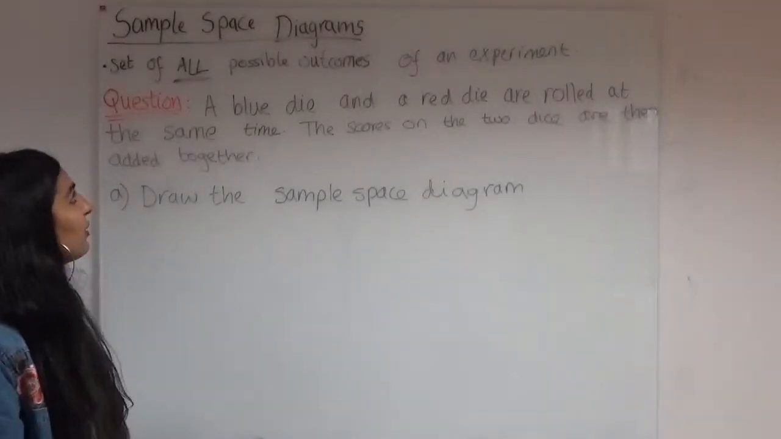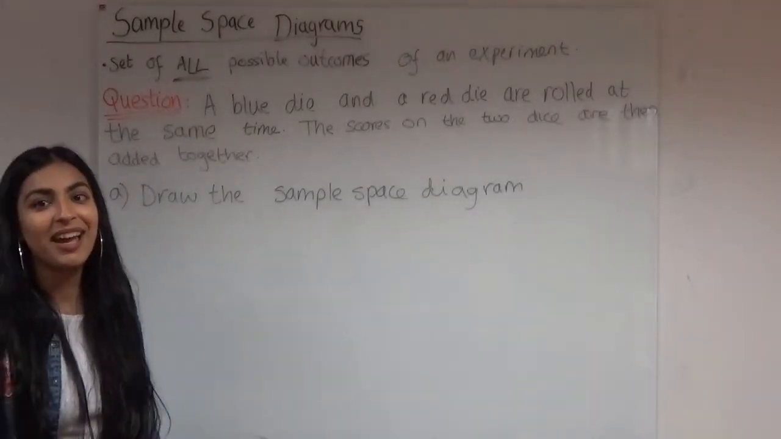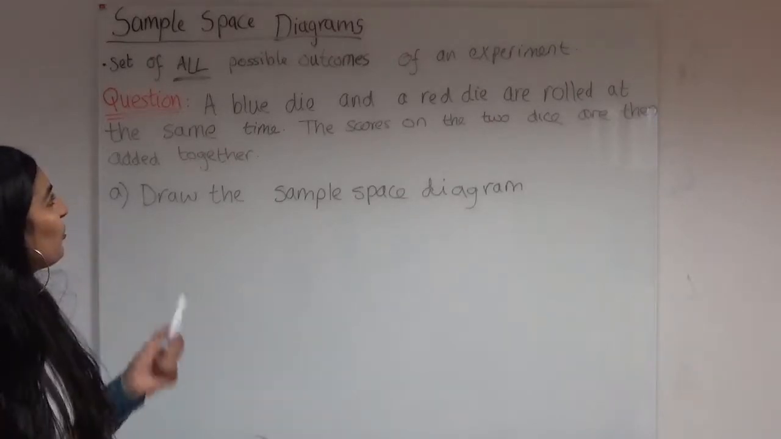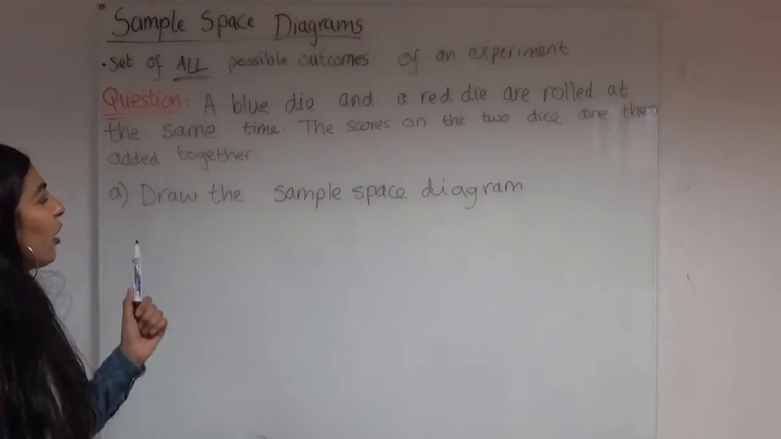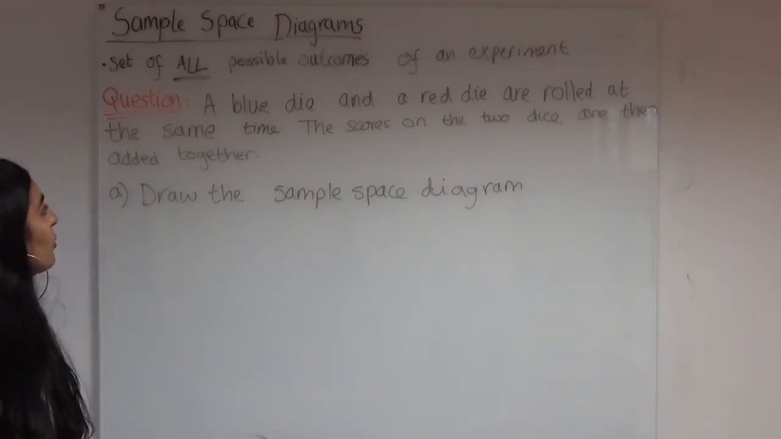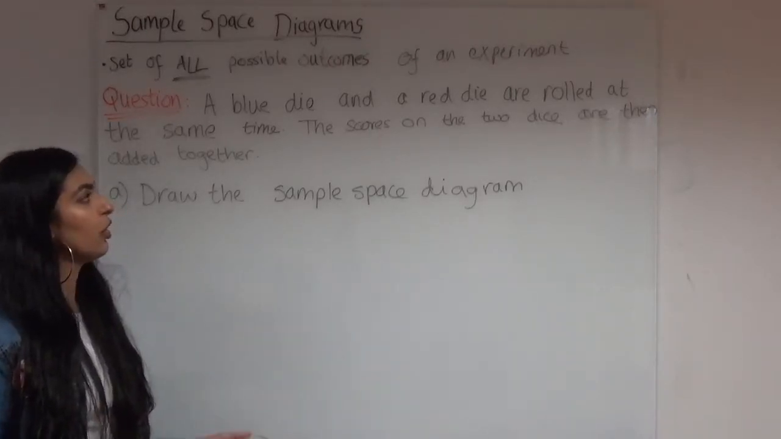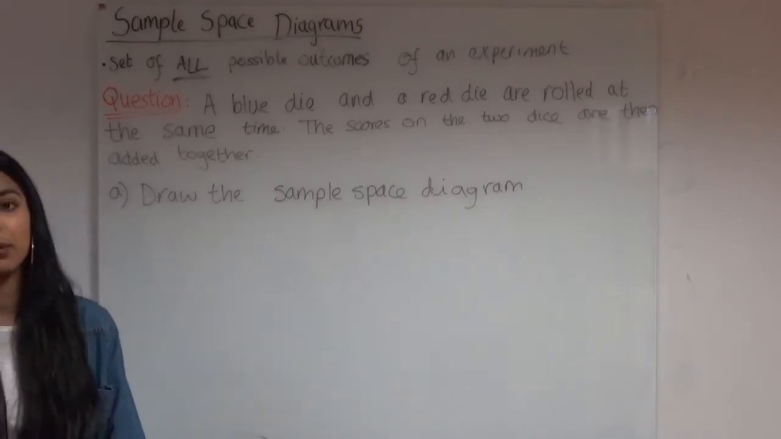Hi guys, so today we're going to be looking at sample space diagrams. A sample space is the set of all possible outcomes of an experiment. Okay, so looking at a question, we've got a blue die and a red die are rolled at the same time. The scores on the two dice are then added together, draw the sample space diagram.